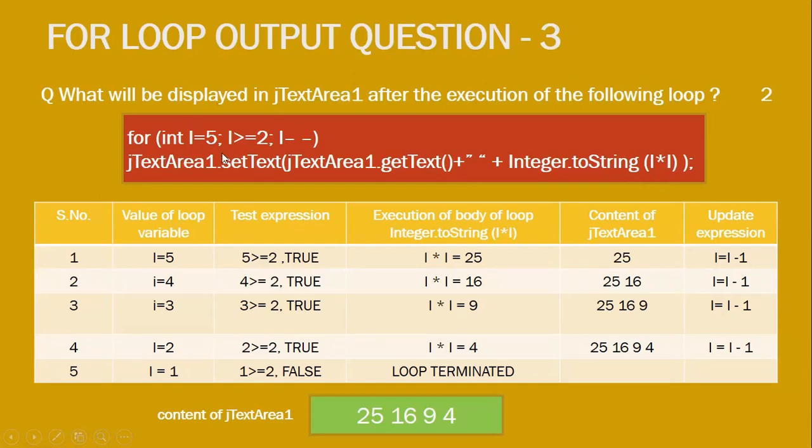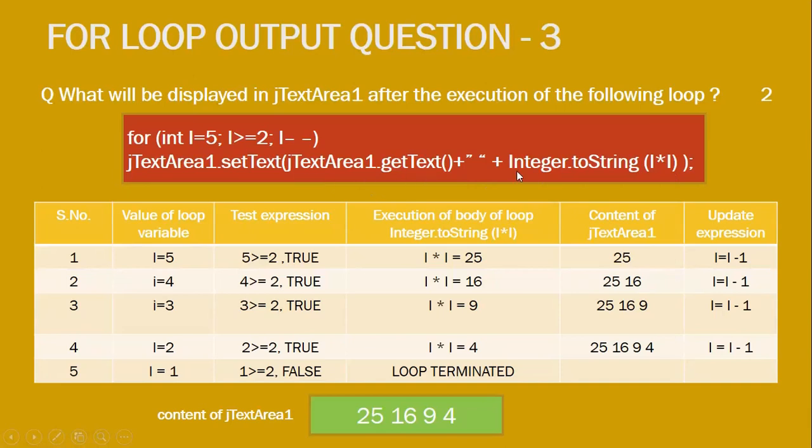So let us see how this loop will execute. In the first iteration, the initialization expression will be executed, so the value of I will become 5. Next it will go to the test expression: 5 greater than or equal to 2. Yes, the expression is true, so the body of the loop will execute. First Integer.toString(I*I) will be executed. As the value of I is 5, 5 into 5 will become 25.